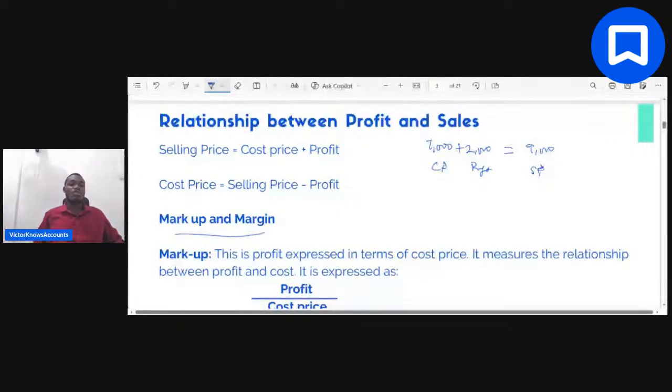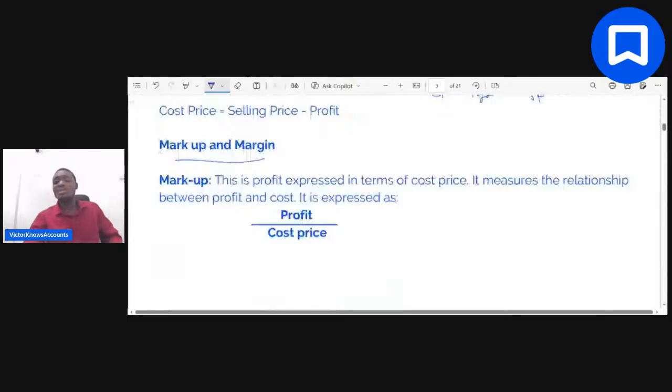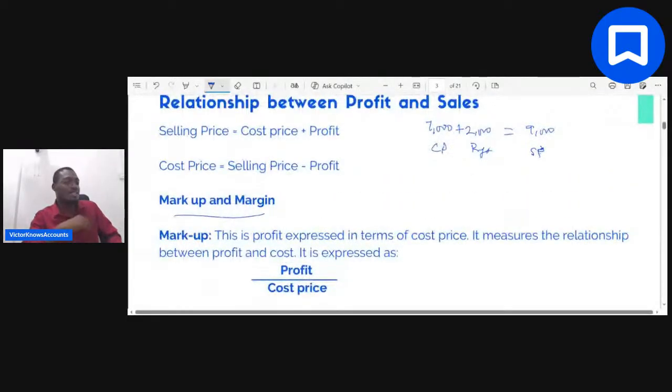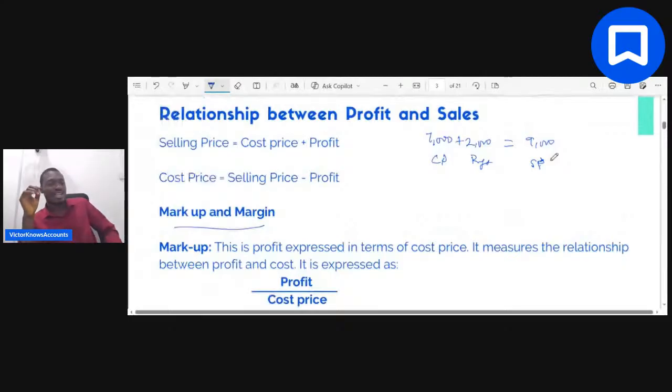Do you understand that? So your selling price equals your cost plus profit. Your cost price equals selling price minus profit. That now brings us to markup and margin. What does that mean? It means that in real life, you don't just pick amounts like, I want to make a profit of 5,000 naira. It does not make sense. Profits are made in percentages. You can say on this product I want to make 10% profit. Can you see that makes sense?